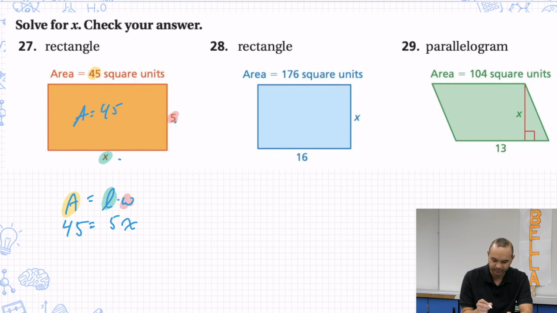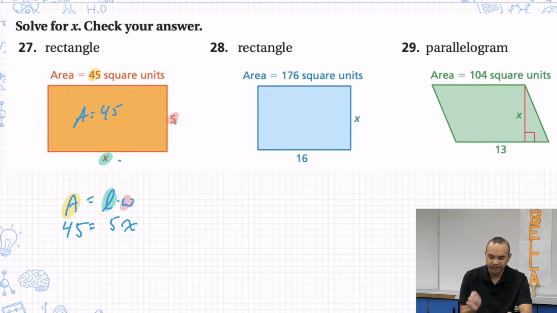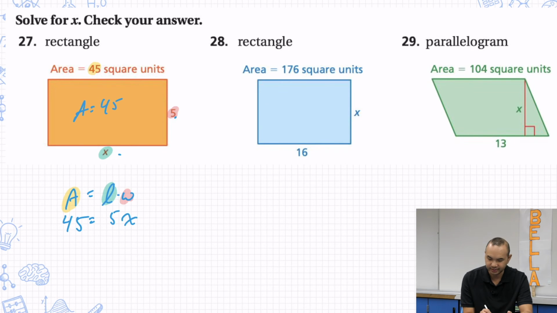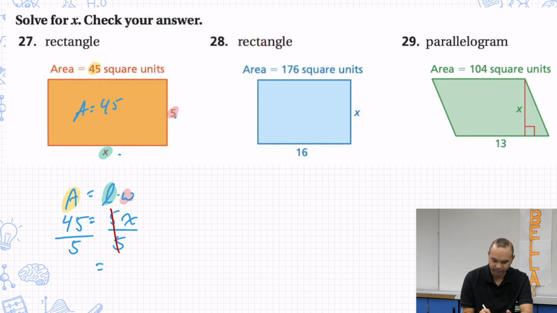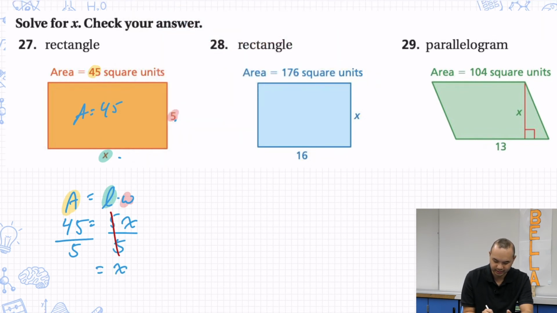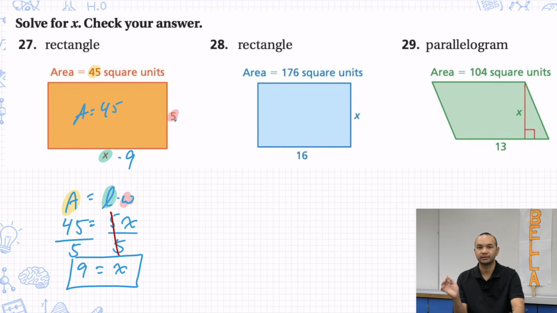So to solve this, I'm going to do the division property of equality. 5 times x, I'm going to show division like this with the fraction bar. It's kind of nice because I can cross cancel the 5s, and then that becomes 1. This is just x on the right side, and this is 9. And then again, I can check my answer. If I said this is 9, 9 times 5 equals 45. So I'm good there. Okay.